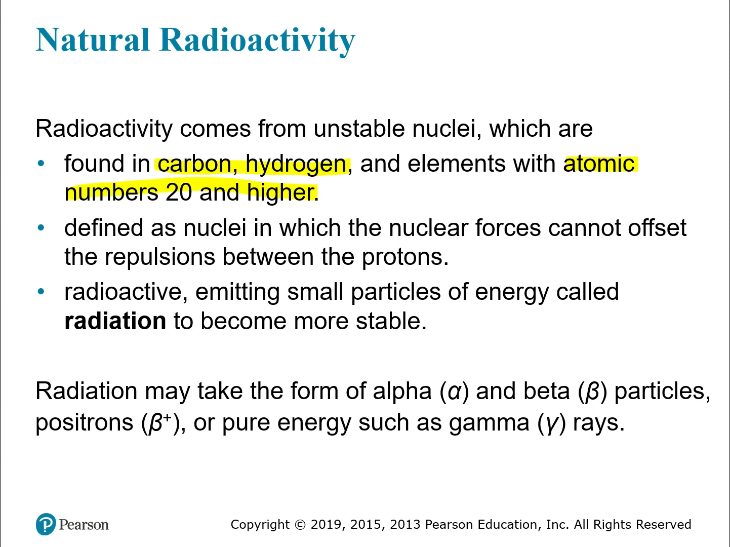In these unstable nuclei, the nuclear forces cannot offset the repulsions between the protons. Remember that protons are positively charged. And yes, there are neutrons also in the nucleus, but all of those protons are packed in tight. Those protons are repelling each other because, well, they have the same charge, and like repels like. When a nucleus becomes unstable, it means that the nuclear forces that are holding it together can't offset the repulsions between all those protons in the nucleus.